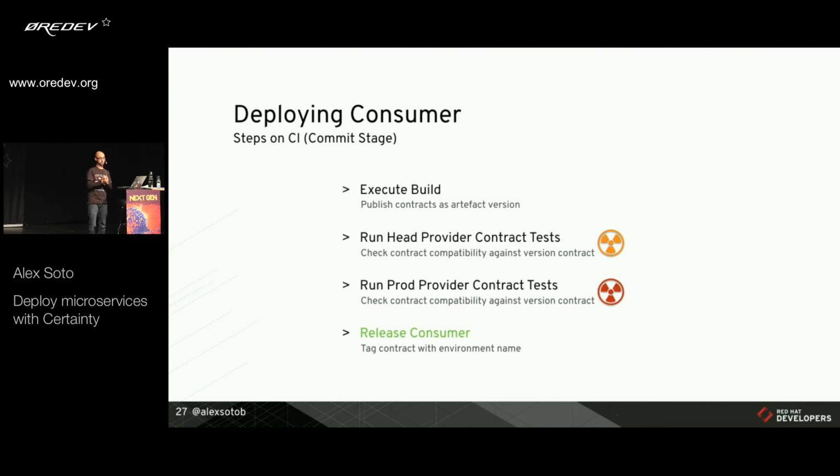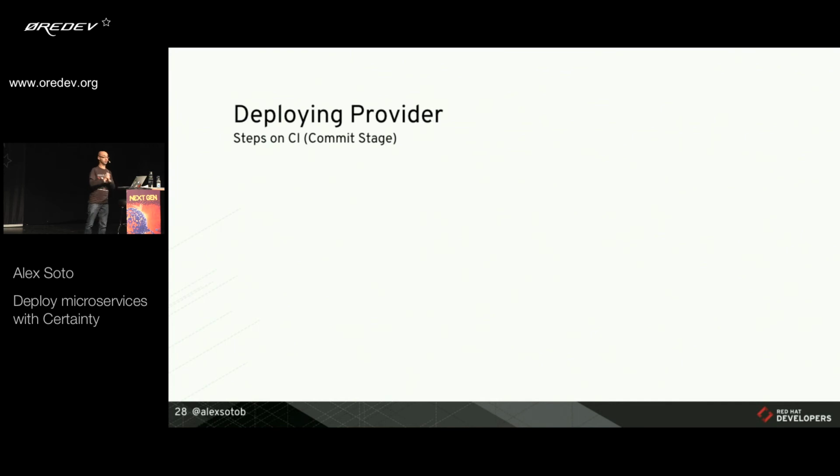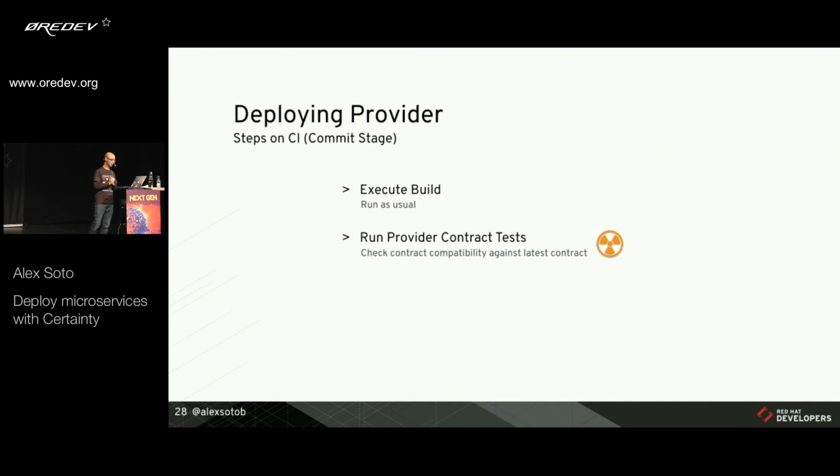This is when you want to deploy a consumer. What happens when you want to deploy a provider? The consumer is there, and you say, I've made some changes on the provider, and I want to see what's happening. You check the build as usual, so you clean, test, and everything. And then you run the provider contract test. And then you just see if it works or not.